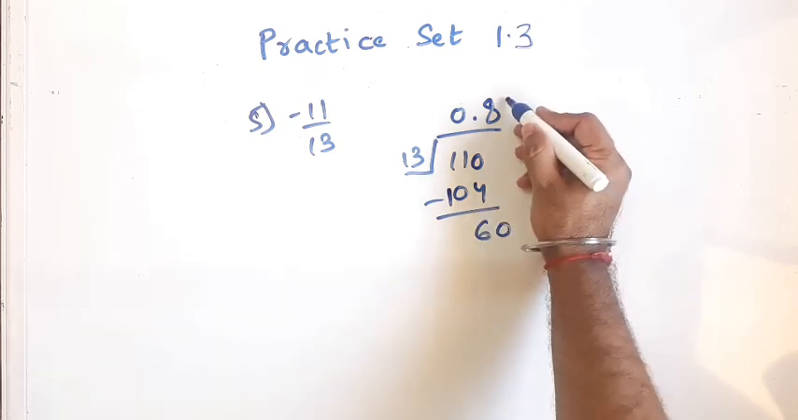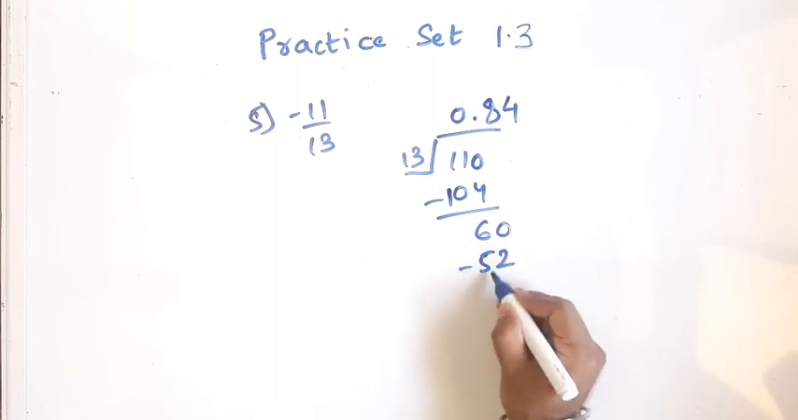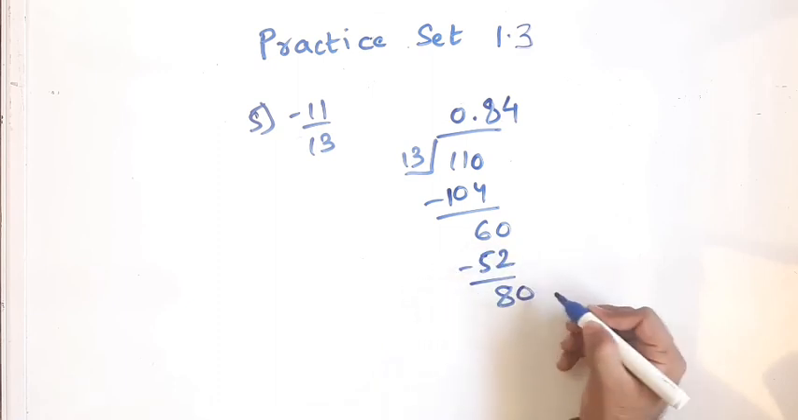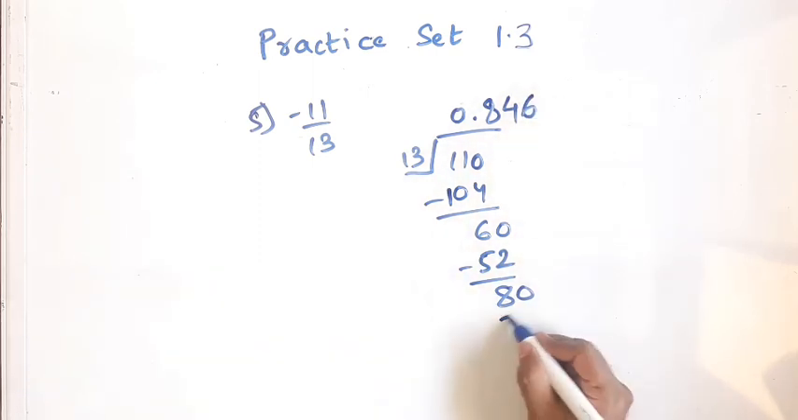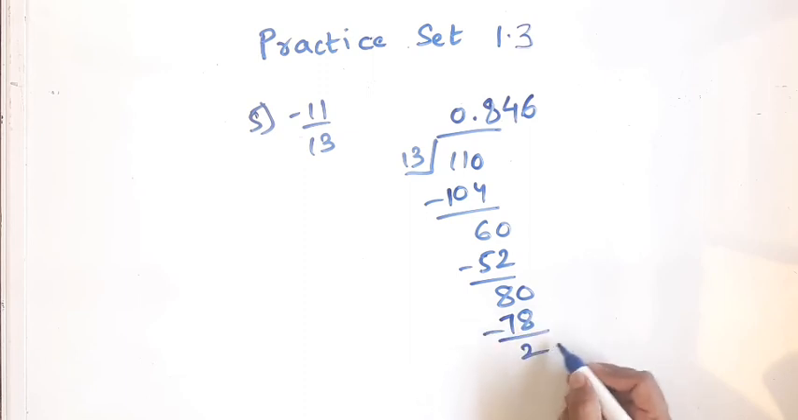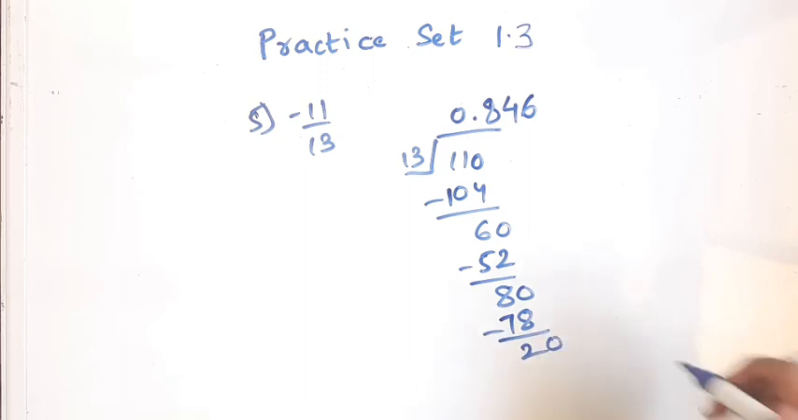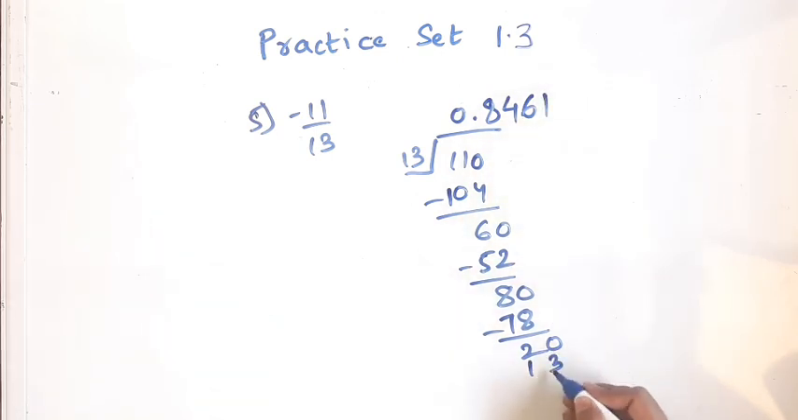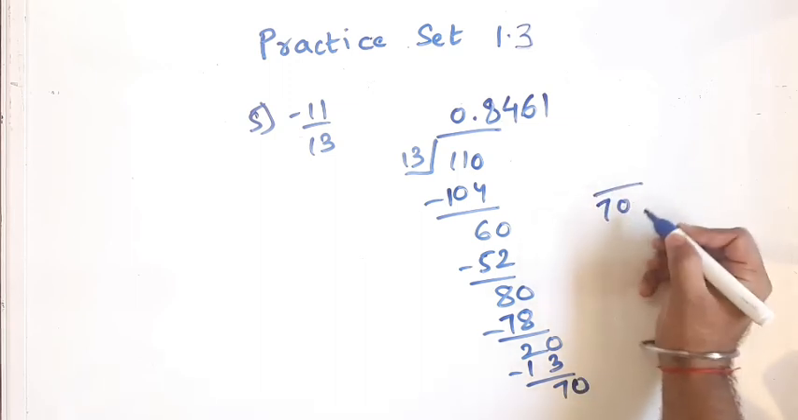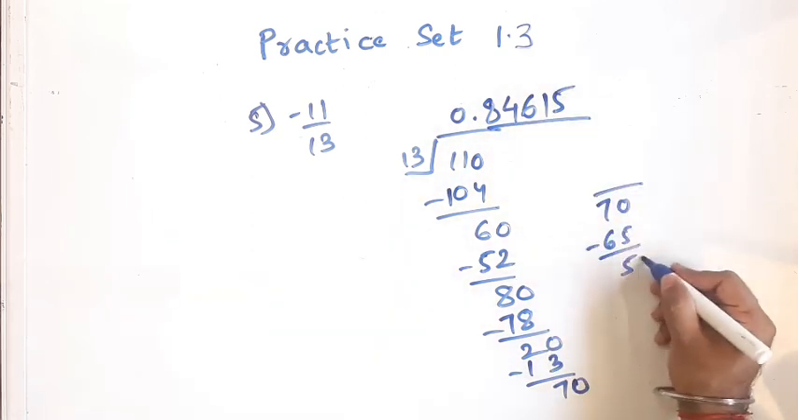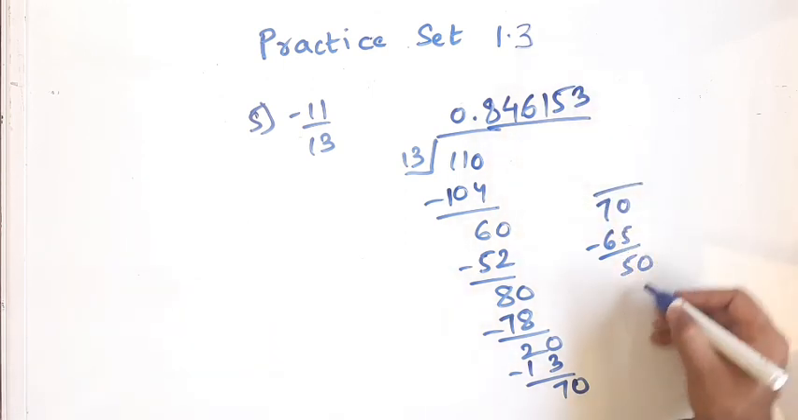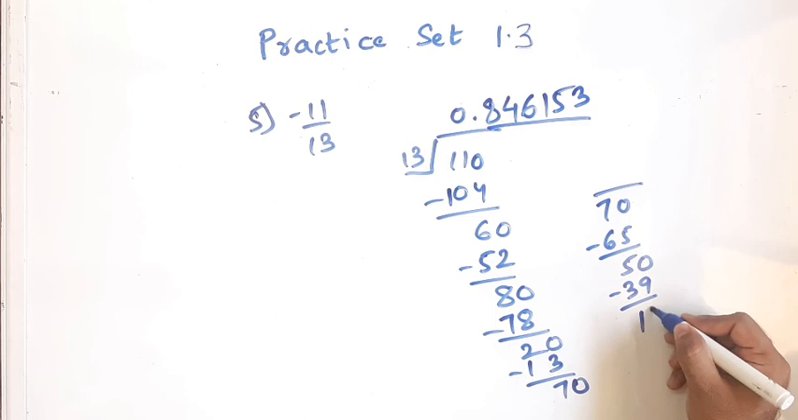So 13 4s are 52. 8 remains, put a 0. Then 13 5 is 65, 13 6 is 78, very close. So take 2 here, put a 0. Then again 13 1s are 13. 7 remains, and I'll take a 0 here. So I'll write 7 here, 70. 13 5s are 65. 5, put a 0. 13 3s are 39. Here we come to 11.